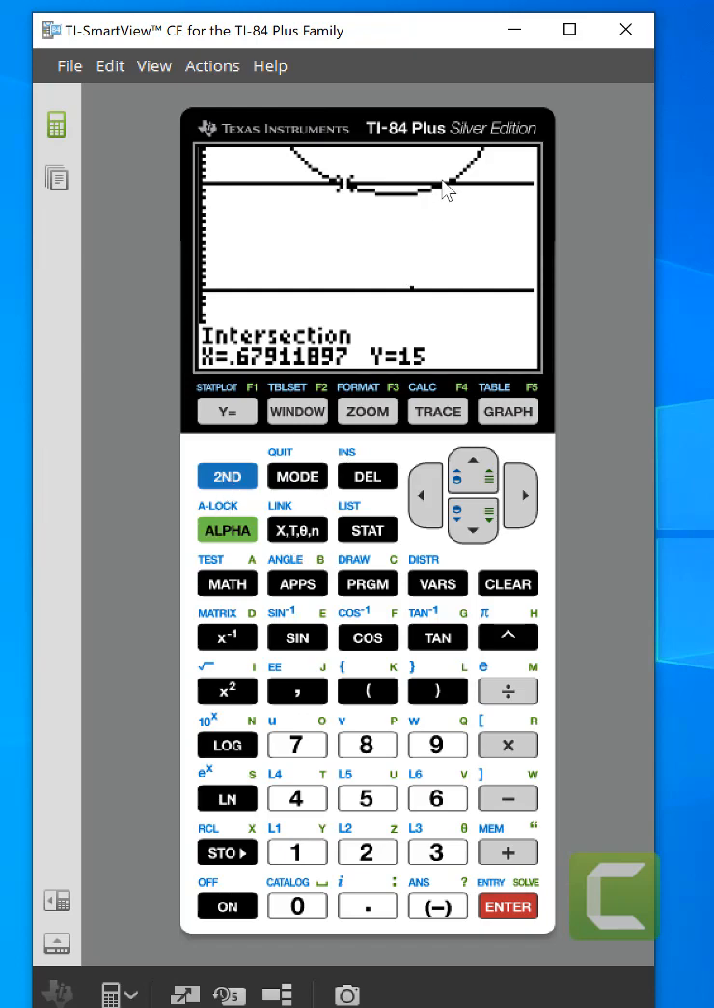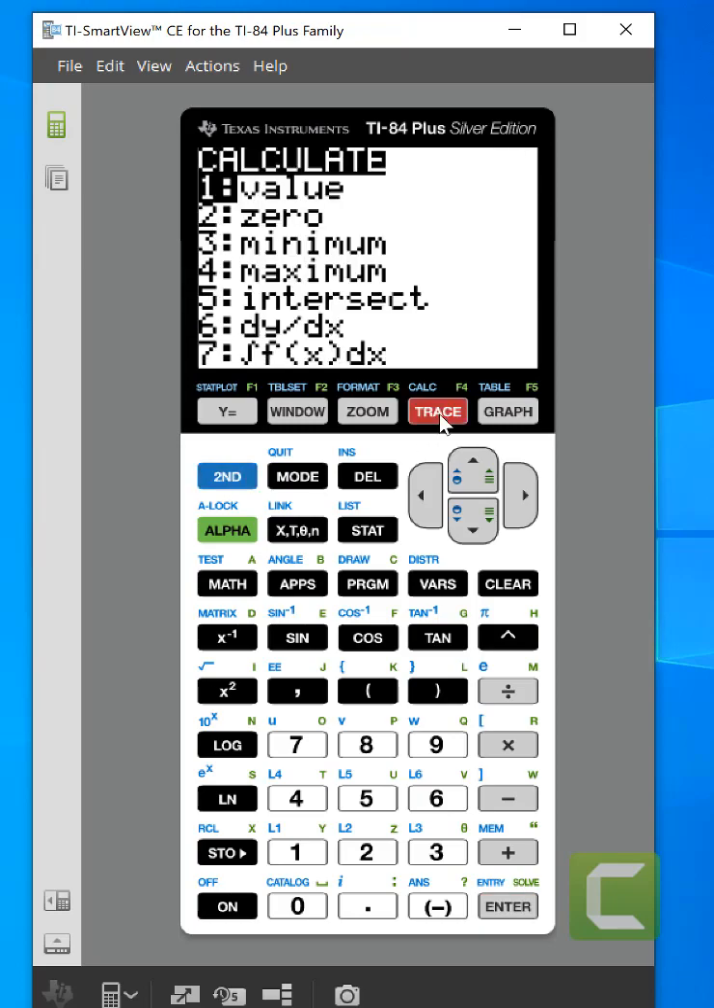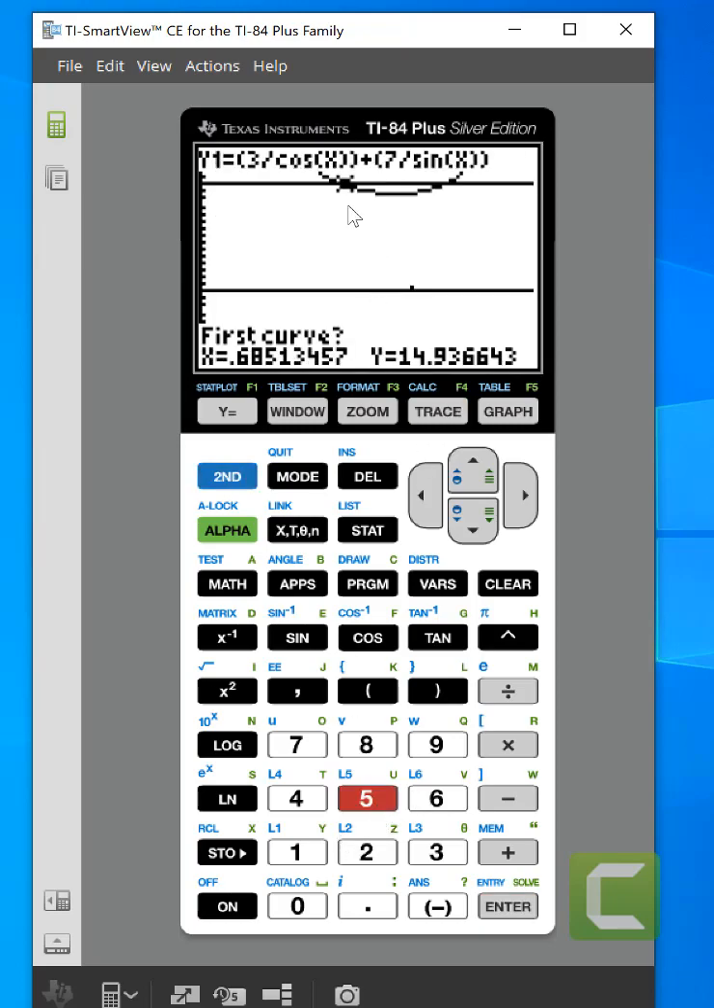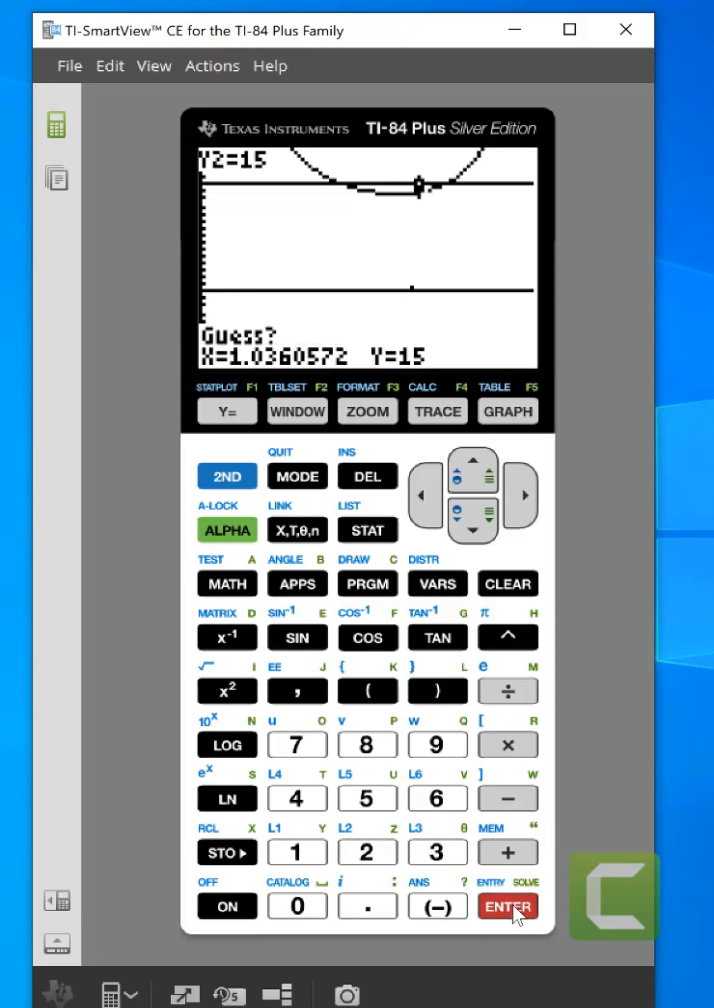Now again, I want to find this point. So I go second trace, and again 5. But again, my point is all the way here. So I'm going to move a little bit closer to the point that I want with this red arrow, and I press enter. So is your first curve the one that we have here? Yes. So I'm getting closer to the point. Then I press enter again and enter again, and as you can see now it's blinking the intersection here. So the other point is 1.15. So your answers that you're going to put in MyLab Math are 0.68 and 1.15. I hope this helps.